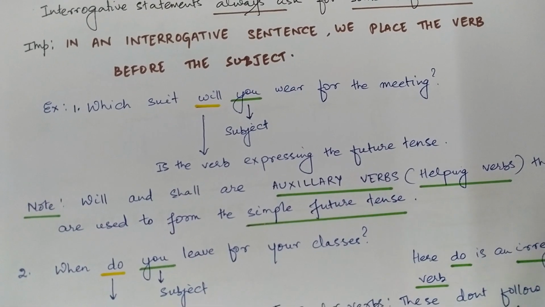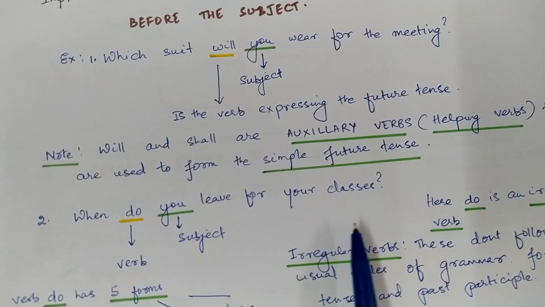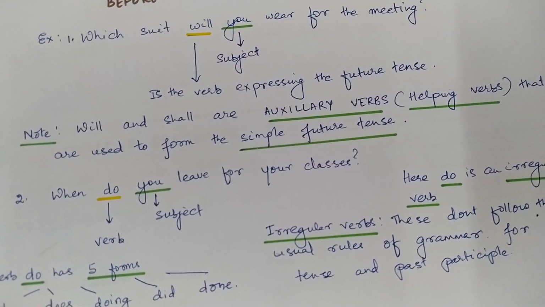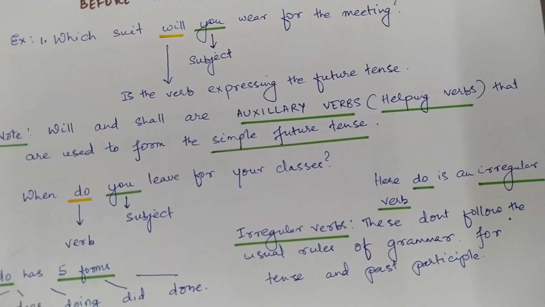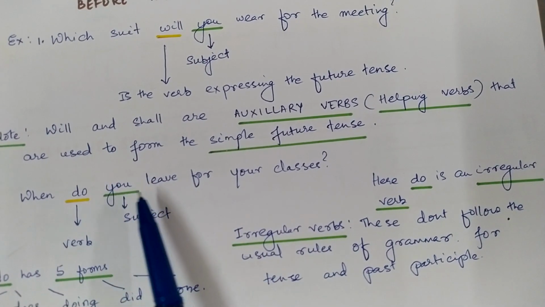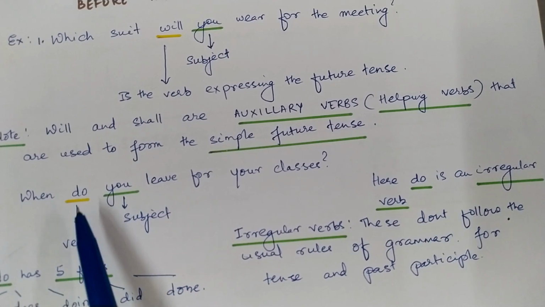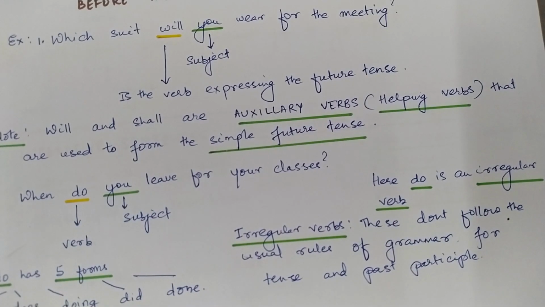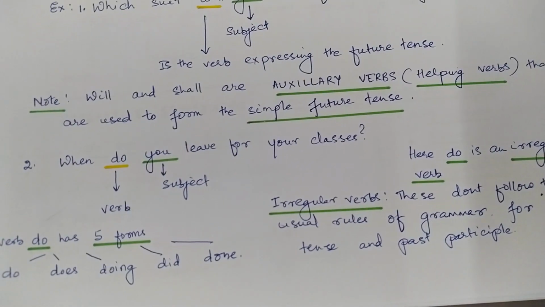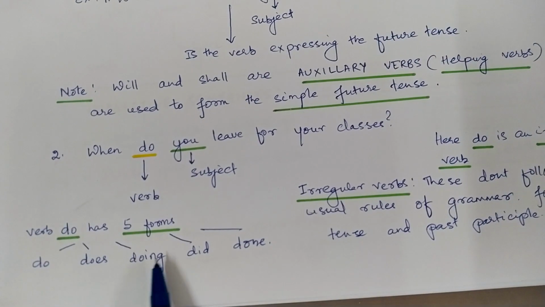Next, one more example to make things clear to you. When do you leave for your classes? So here again, children, what is the subject? First, we always have to identify the subject. So the subject here is you. And what is the verb here? Verb here is do. Now children, in our English grammar, the word do is a very complicated verb. It is also used as an irregular verb over here. Now irregular verbs, what are irregular verbs? They do not follow the usual rules of grammar for tense and past participle, which you will read in future topics ahead. Now the verb do has got 5 forms: do, does, doing, did and done.